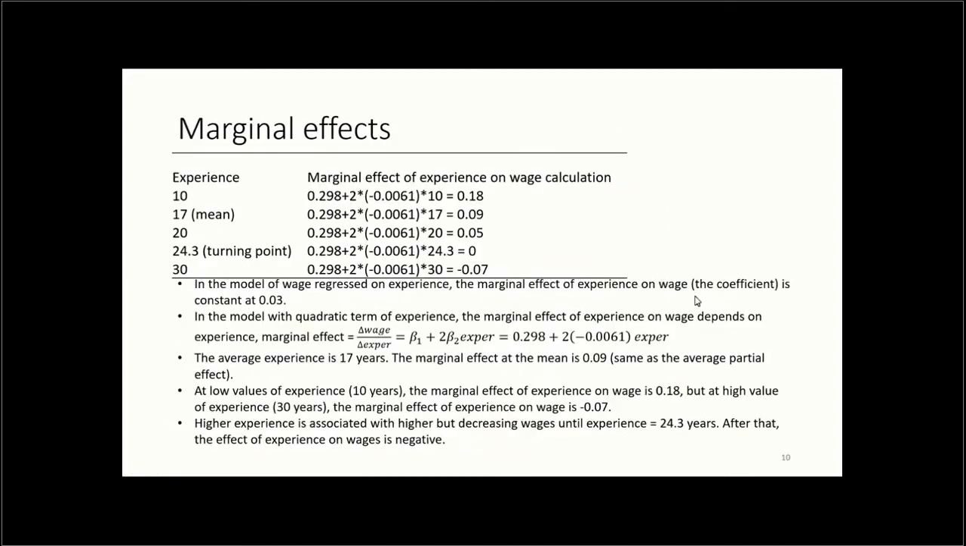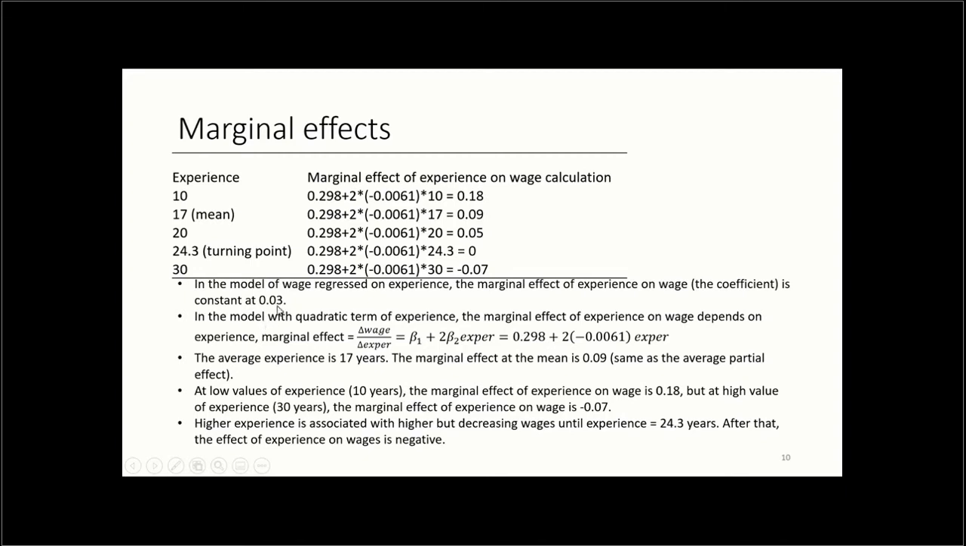So let's calculate now this effect for several values of experience. And so we're picking up the formula here for the marginal effect, substituting in the coefficients. And again, if we have a particular experience, we just substitute the value of experience here to calculate the marginal effect. So what happens here is that the average or the mean experience is 17 years, that's how much experience people have in the sample. So the marginal effect at the mean would be 9 cents, same as the average partial effect.